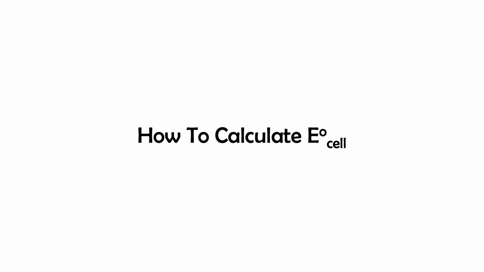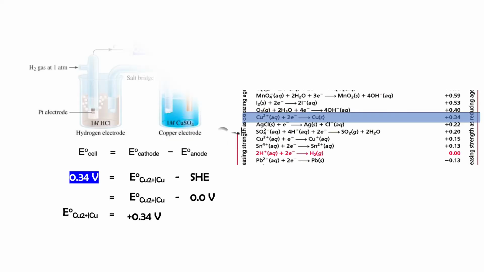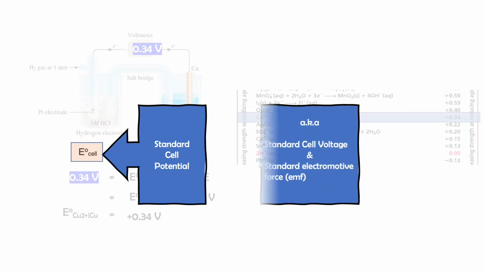Now, how to calculate the standard cell potential. Previously, I had shown you how to calculate the standard reduction potential value for copper. We are using the formula E naught cell, which is equivalent to E naught cathode minus E naught anode. E naught cell is also known as standard cell potential, or also known as standard cell voltage and standard electromotive force or EMF.